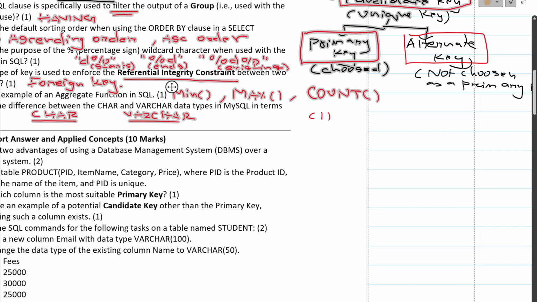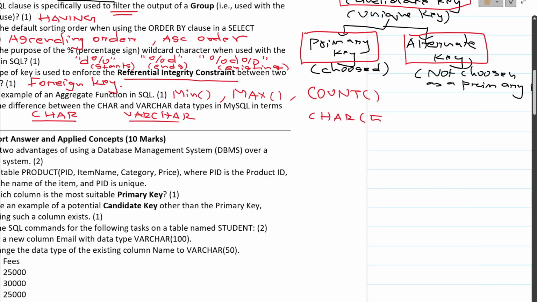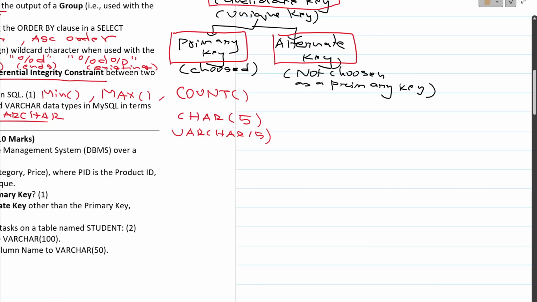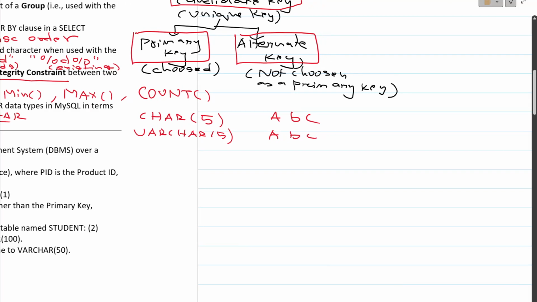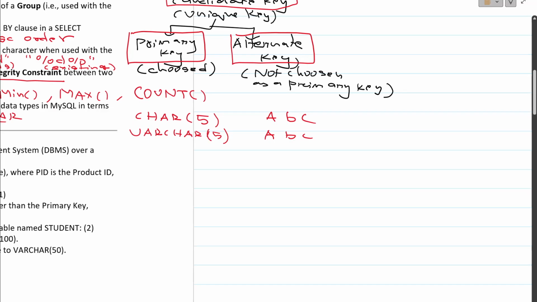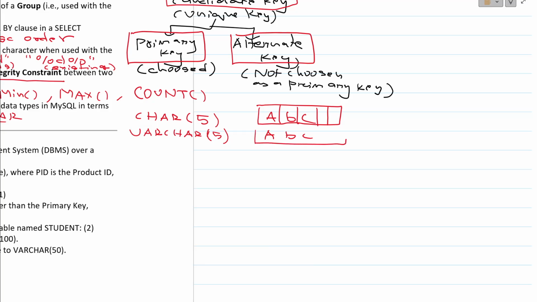Suppose in CHAR, I have written that there will be 5 characters, and in VARCHAR I have written that 5 characters will be stored here. But what if a user gives me only 3 characters, like A, B, C, in both of these data types? Let me showcase what actually happens. So let me draw 5 boxes, because CHAR will be storing 5 characters, and VARCHAR will also be storing 5 characters.